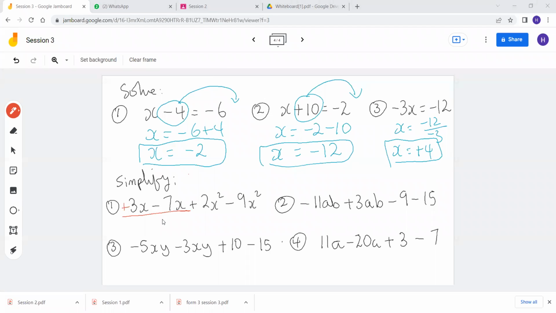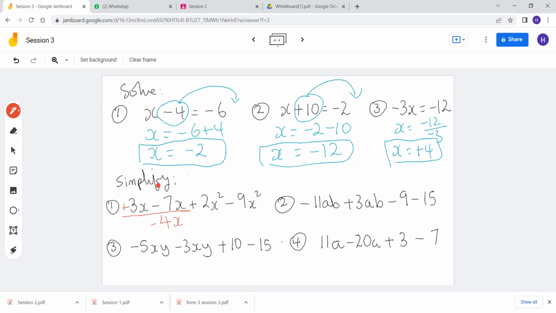Now we simplify like terms using the laws of directed numbers. As Hafsa said in the first one here, different signs, we're going to subtract them. Subtract them and keep the sign of the bigger number. So 7 take away 3 is 4. So this is minus 4x.